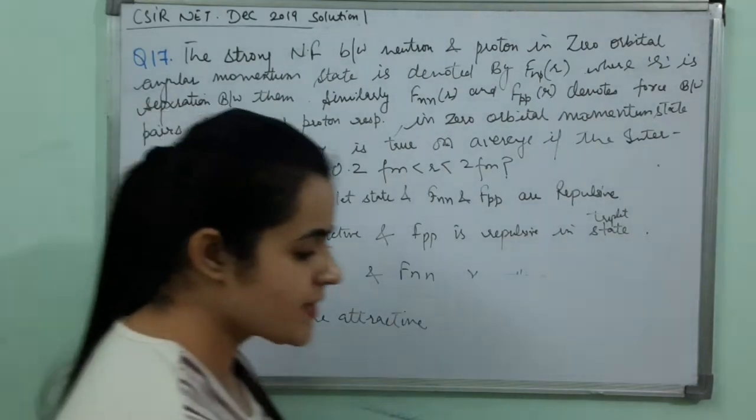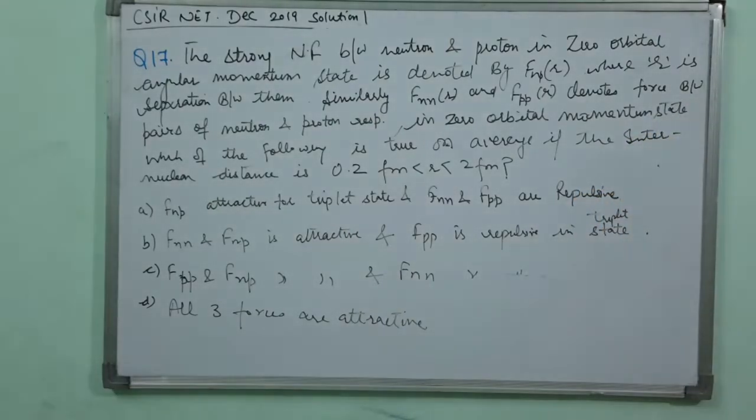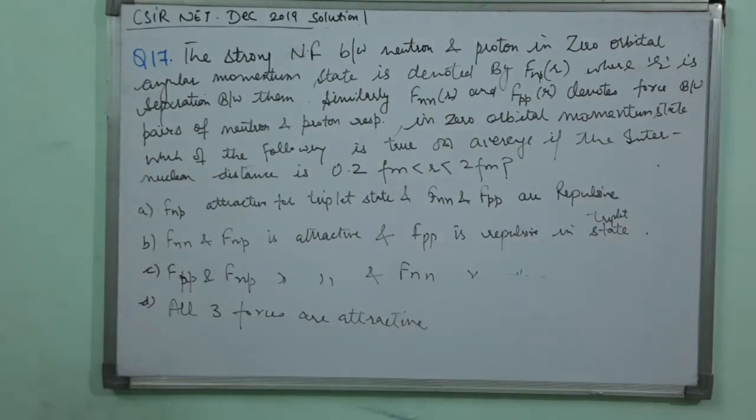So question number 17 will be of nuclear particle physics. The strong nuclear force between neutron and proton in zero orbital angular momentum state is denoted by F_np(r), where r is the separation between them. F_nn and F_pp are the forces between neutron and neutron, and between proton and proton, in zero orbital angular momentum state. Which of the following is true on average if the nucleon distance is this?